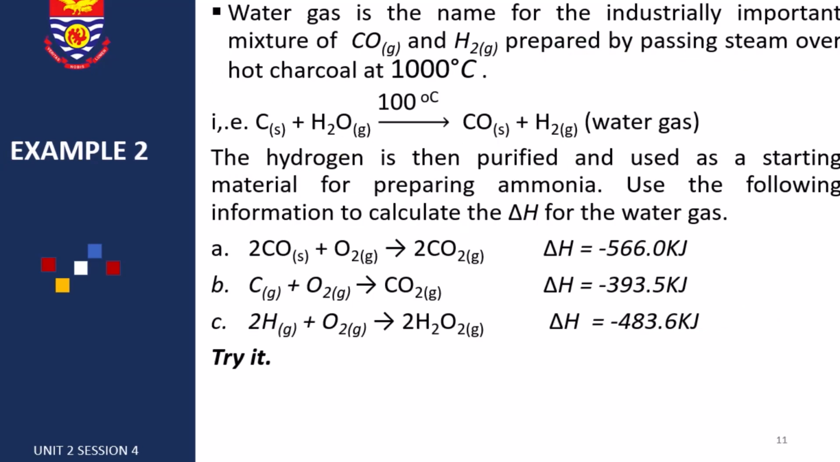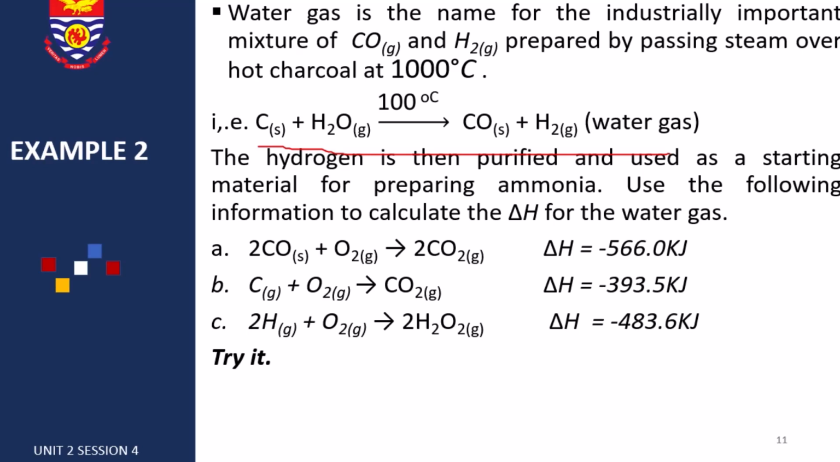So let's take example 2. Water gas is a name for the industrially important mixture of carbon monoxide and hydrogen prepared by passing steam over hot charcoal at 100 degrees Celsius. The equation is represented as this. Now, the hydrogen is then purified and used as a starting material for preparing ammonia. Use the following information to calculate the enthalpy change for the water gas.